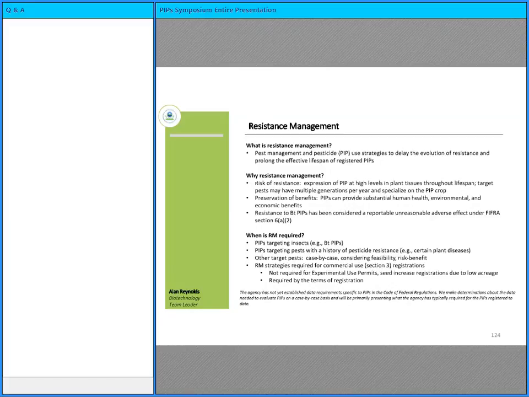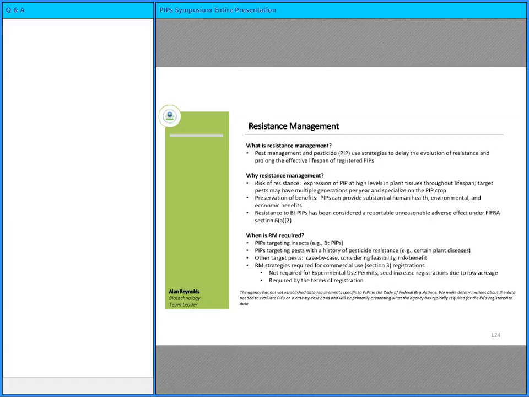Okay, so when does EPA require resistance management? Well, certainly we've done it for PIPs targeting insects, and those would mainly be the BT PIPs we've seen to date. EPA may also require resistance management for certain target pests that have a history of resistance to pesticides. These could include certain plant pathogens. For other target pests and PIP traits, whether EPA would require resistance management would be determined on a case-by-case basis.